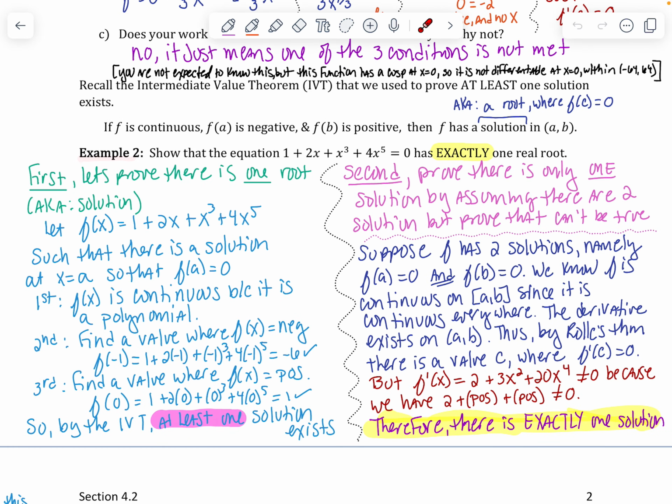Example 2. Show that this equation has exactly one root. Well, first we just need to prove there's a root at all. So I'm going to take the function that's given, and for there to be a solution, there needs to be some a such that I plug it in and it gets 0. And we're going to prove that first, with the intermediate value theorem, agreeing that this is a continuous function because it's a polynomial. Sorry, there was a stray mark.